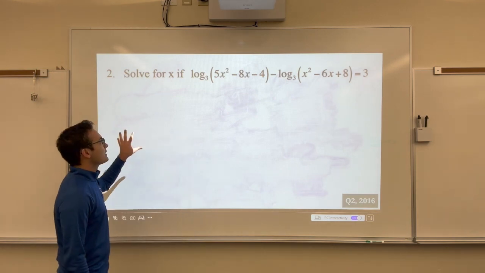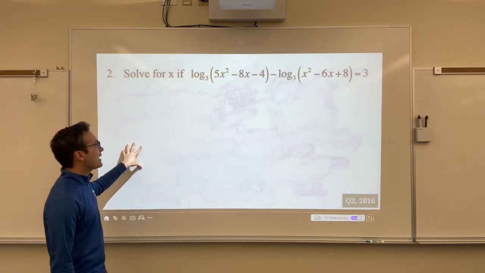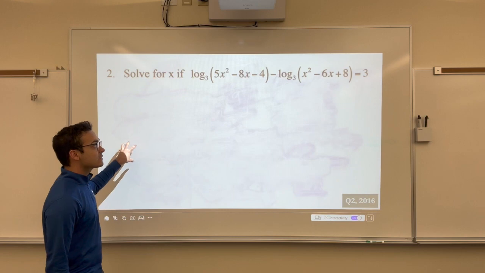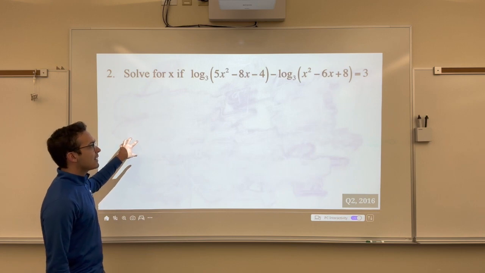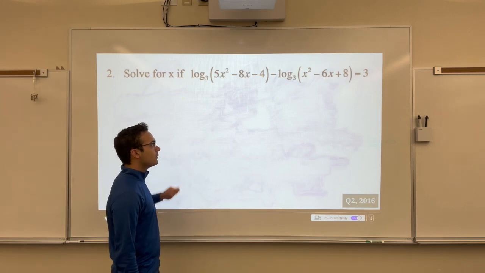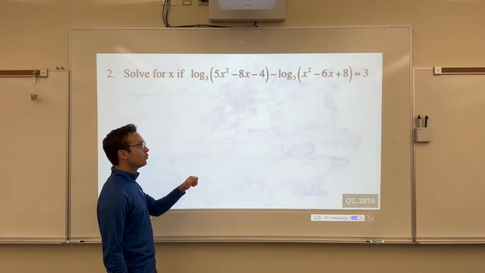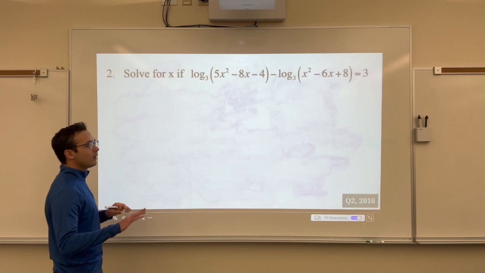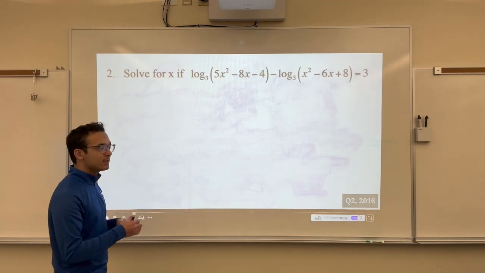So solve for x if the log base 3 of 5x squared minus 8x minus 4 minus the log base 3 of x squared minus 6x plus 8 is equal to 3. Now in order to solve this problem, we need to know the quotient rule of logarithms. Again, all of these rules are listed in the Google Doc in the description.